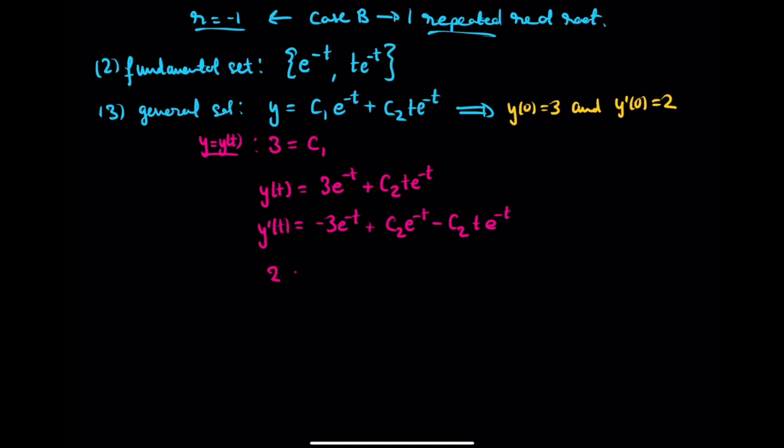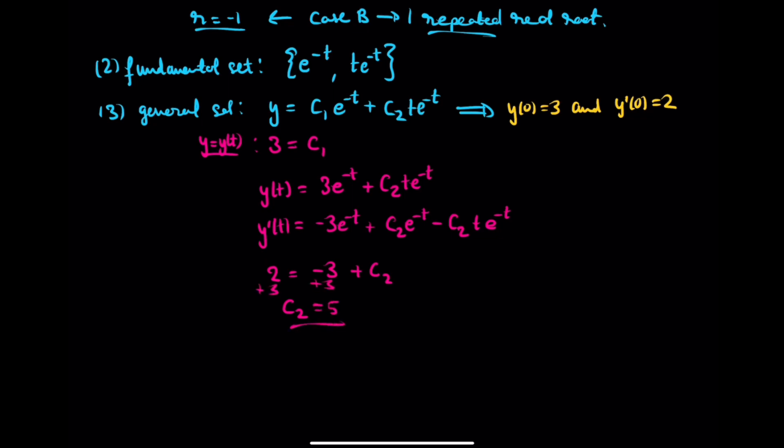Now we do 2 equals minus 3 e to the 0, which is 1, and then c2 e to the 0, which is again 1, and then this is t times t, so then this becomes 0, and so this term cancels and becomes 0. So then therefore c2 equals plus 3 on both sides, c2 equals 5.